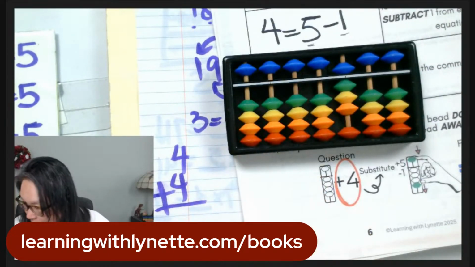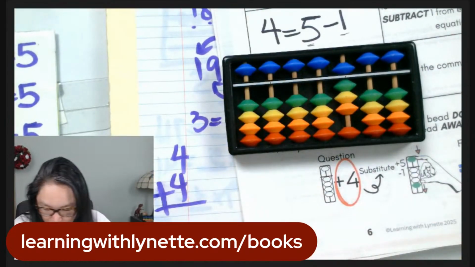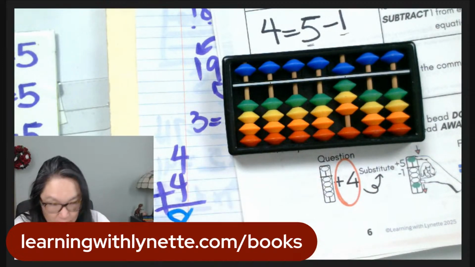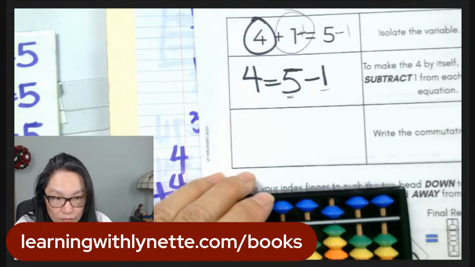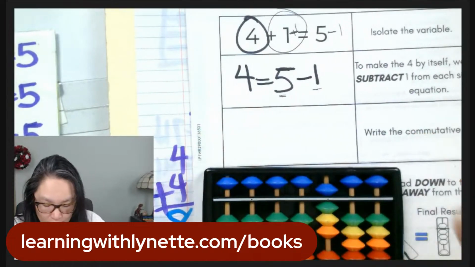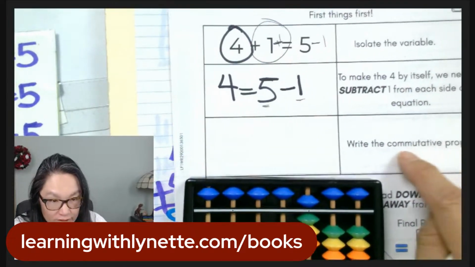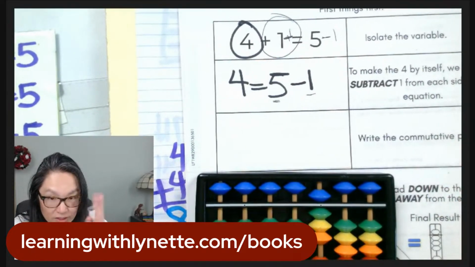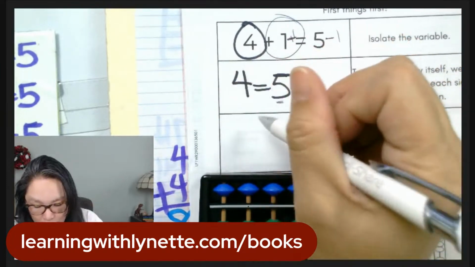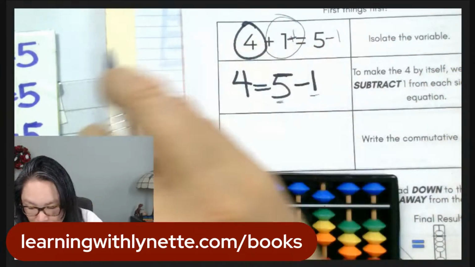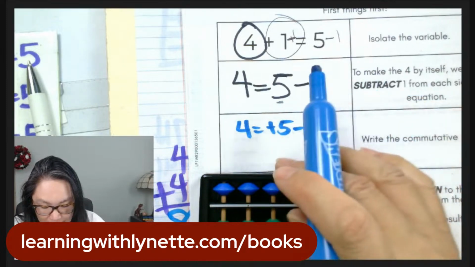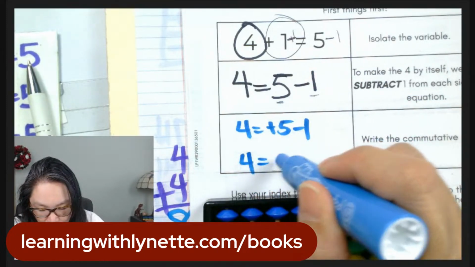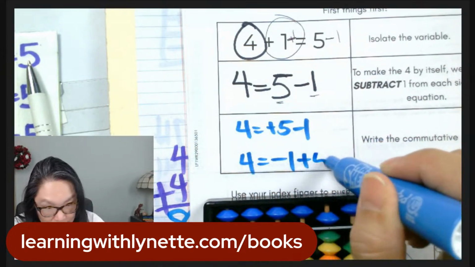So 8 is my final answer. I need to write my 8. 8's here. Does that make sense? So what are we trying to do? Well, now if you remember, the commutative property means that we can switch our numbers around. So if we did our number, it would be 4 is equal to plus the 5 minus 1 is the same as adding the 4 is equal to minus the 1 plus the 5.